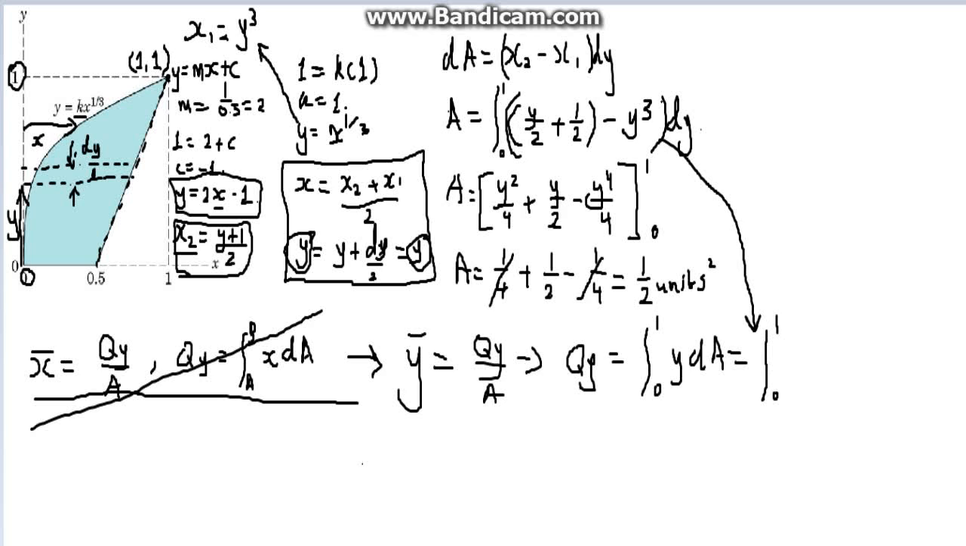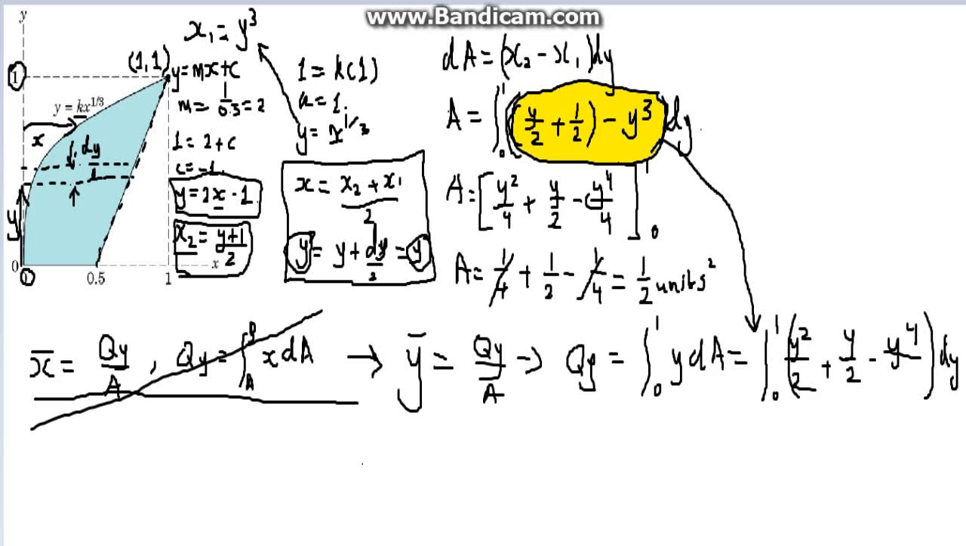Now just multiply all these values here by Y. And now we will obtain Y squared over 2 plus Y over 2 subtracts Y to the power of 4, open and close brackets, to the dy. That's what we're working with respect to.